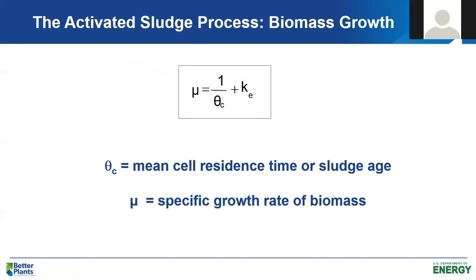Another important relationship is the relationship between the specific growth rate of the biomass and the sludge age, or theta sub C. According to this equation, you can see that the specific growth rate of the biomass is inversely proportional to the sludge age. So as we increase sludge age, we will reduce the specific growth rate of the biomass. We need to keep that in mind.